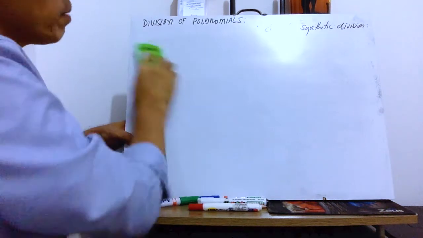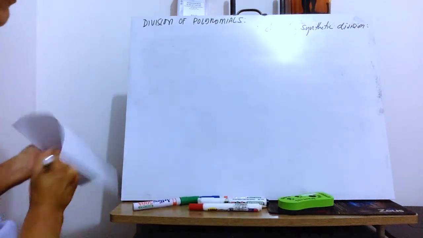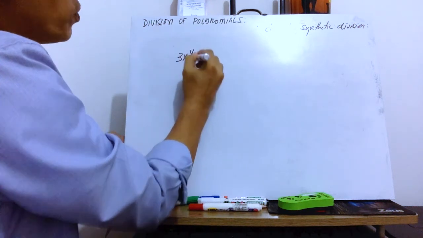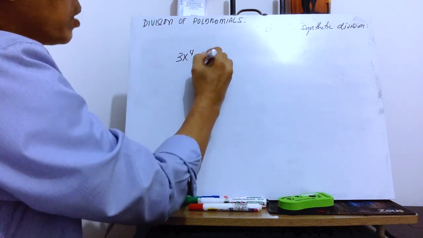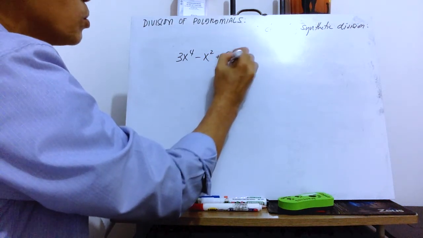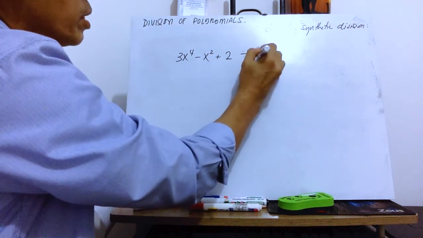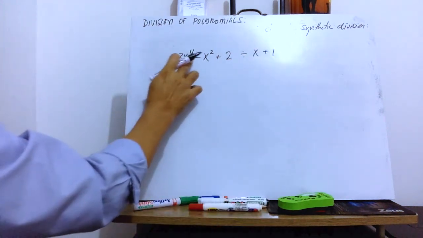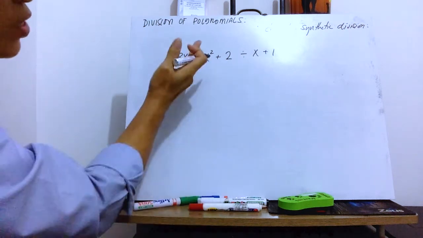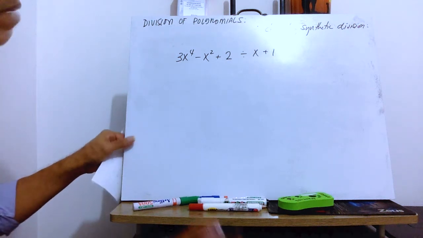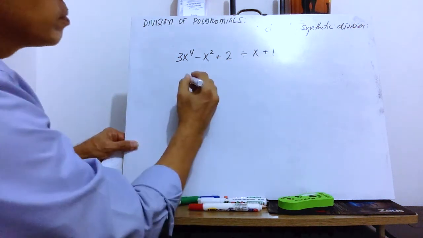What if there's a skip? For example, let's say 3x to the fourth minus x squared plus 2 divided by x plus 1. Look at that. Where's the 3 there? Where's x cubed? And where's the x term? How do we do that? Okay, let's do the long division.